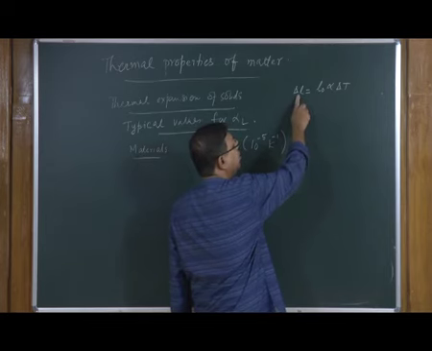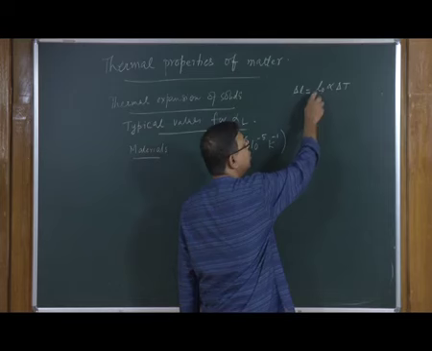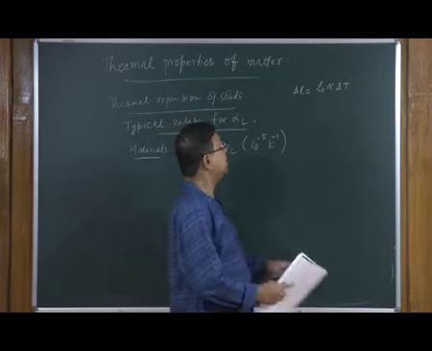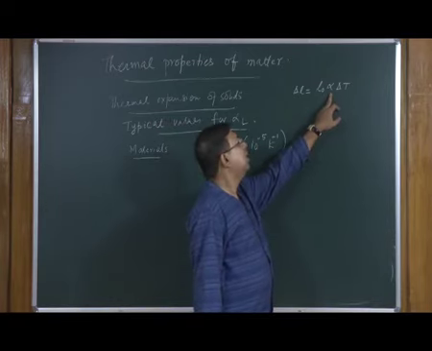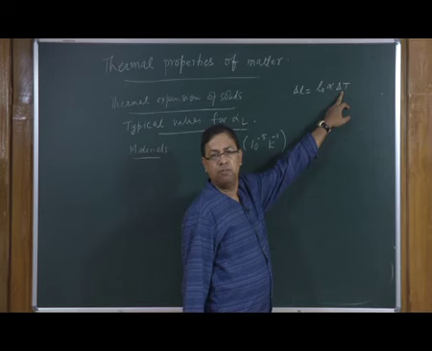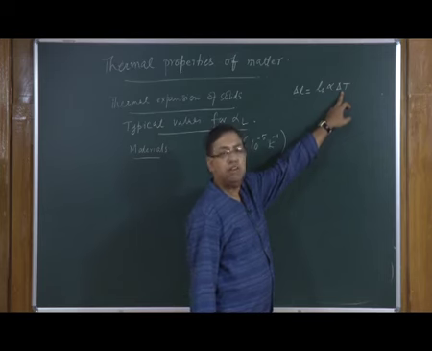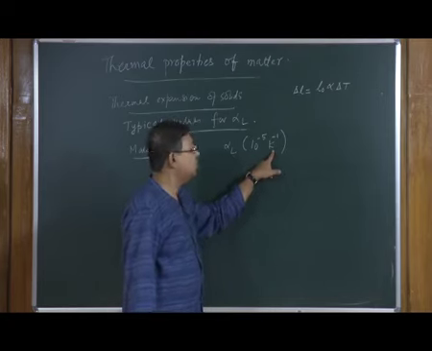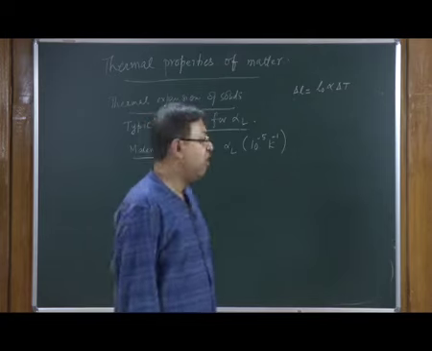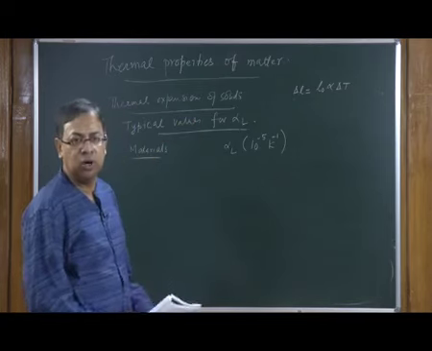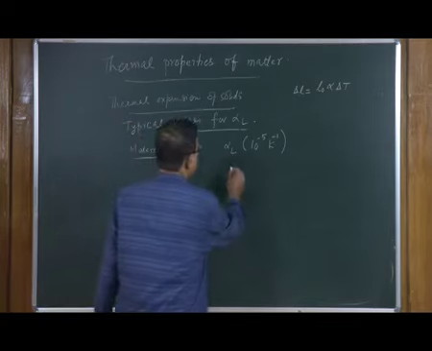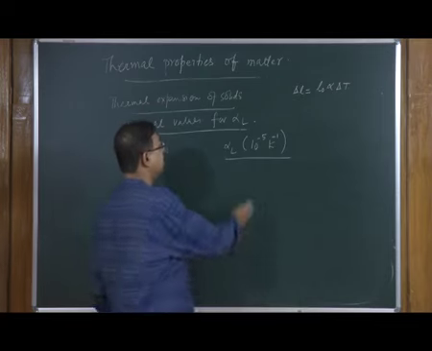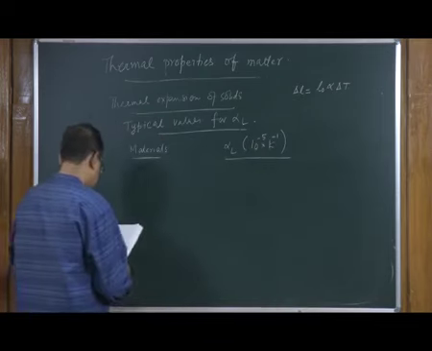Now, this quantity delta L on the left hand side has the same dimension as L0 on the right hand side. So, they would cancel each other, and as a result alpha will have the dimension of inverse of change in temperature, which is the same as inverse of temperature. We are using the Kelvin scale of temperature, so this is equal to Kelvin inverse, and the value is quoted in a scale of 10 to the power minus 5, so the unit becomes 10 to the power minus 5 per Kelvin.